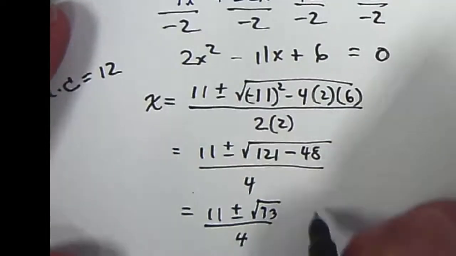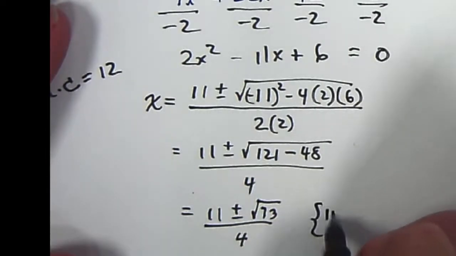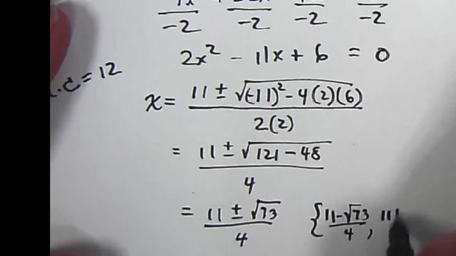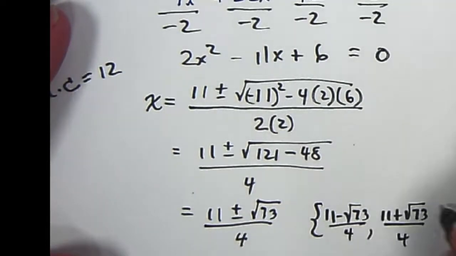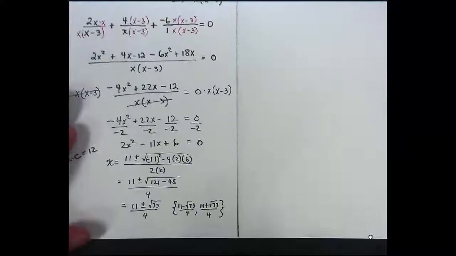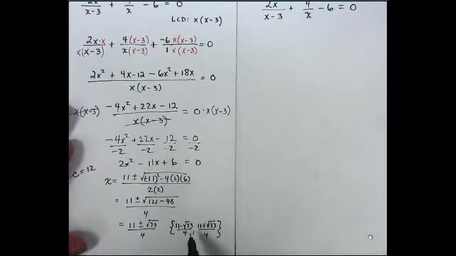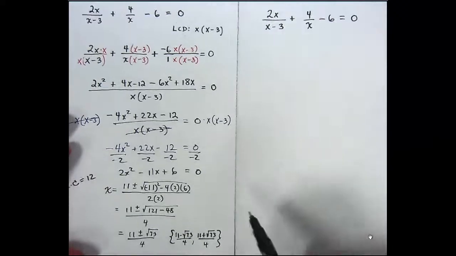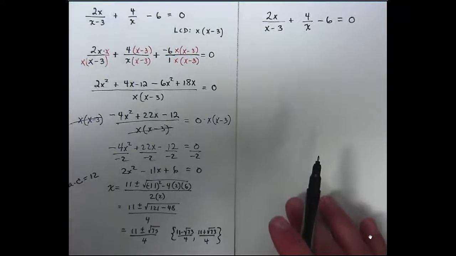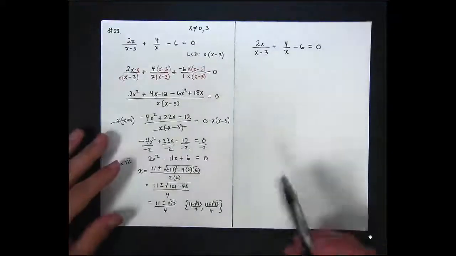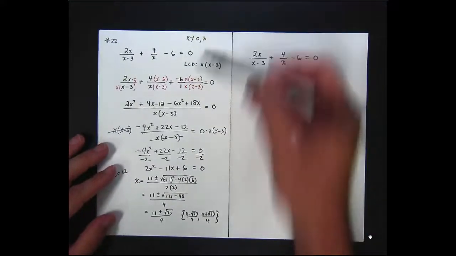So that's actually your two answers. 11 minus the square root of 73 over 4, or 11 plus the square root of 73 over 4. And both of those solutions are valid because they do not violate the restrictions we had way up at the top, that x cannot equal 0 or 3.